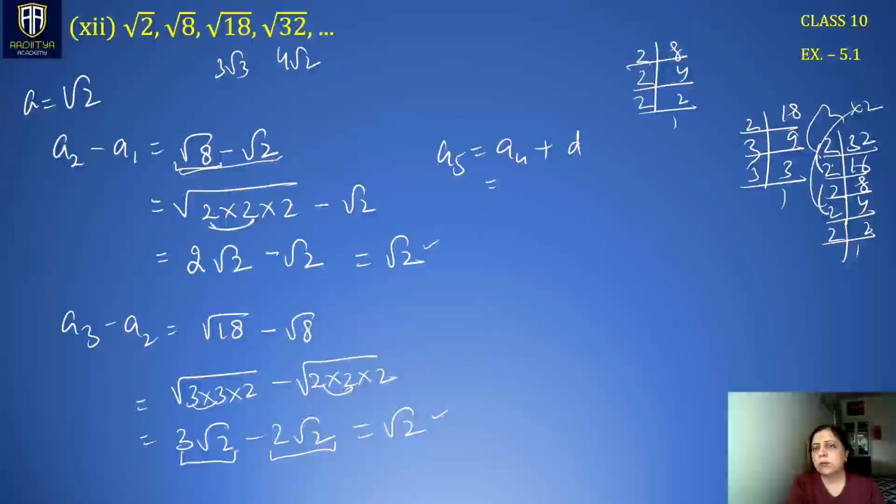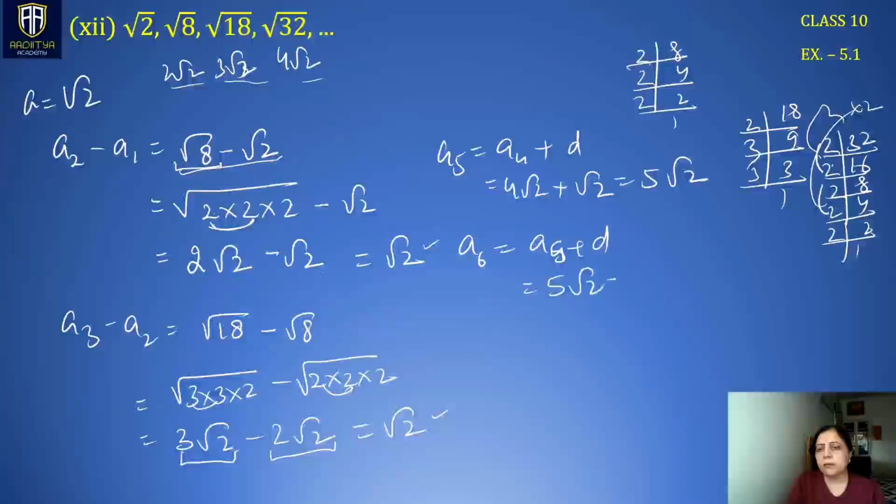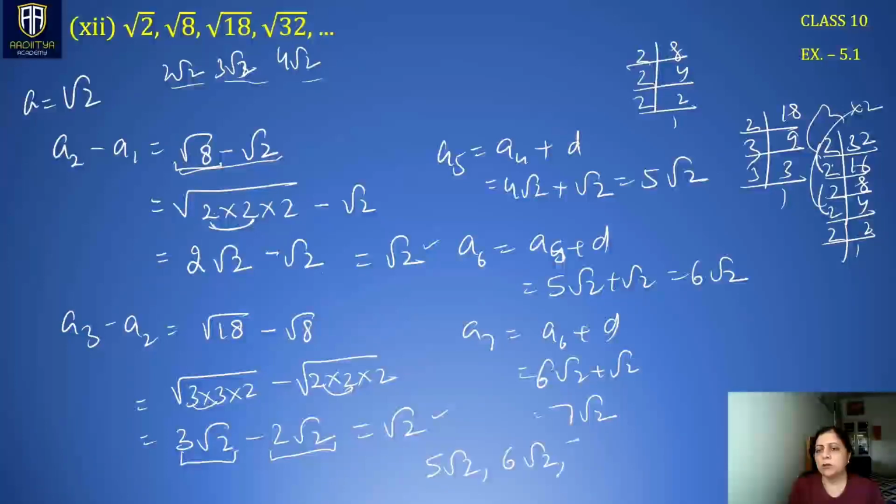This is 4 root 2. This is 3 root 2. This is 2 root 2, right? So we can see that these are the simplified versions of these terms. So A4 is 4 root 2 added to D, which is this, so 5 root 2. A6 becomes A5 plus D, which is 5 root 2 plus root 2, that is 6 root 2. A7 is A6 plus D: 6 root 2 plus root 2 is 7 root 2. Those three terms in succession are 5 root 2, 6 root 2, 7 root 2.